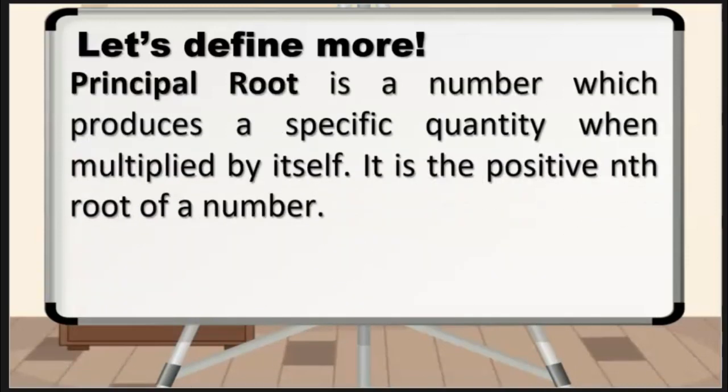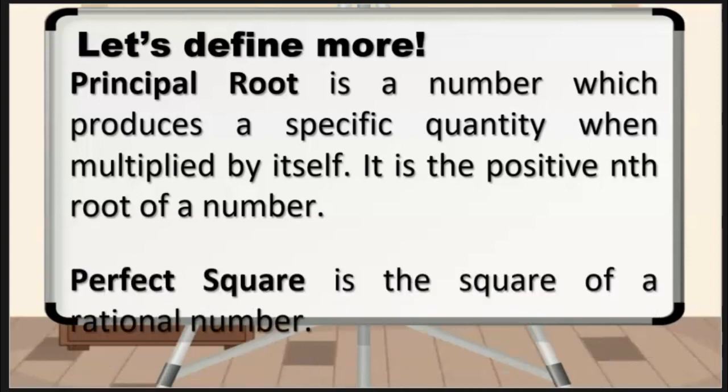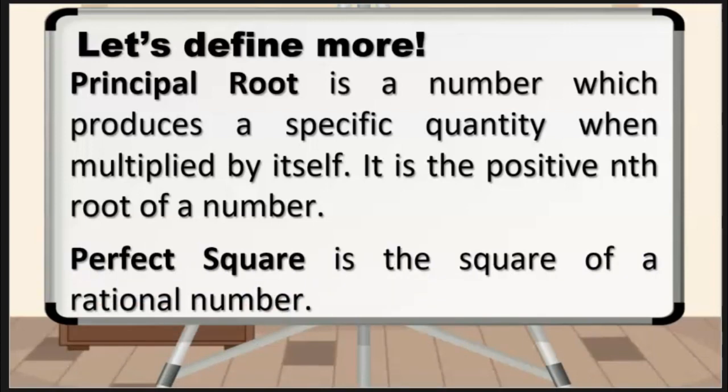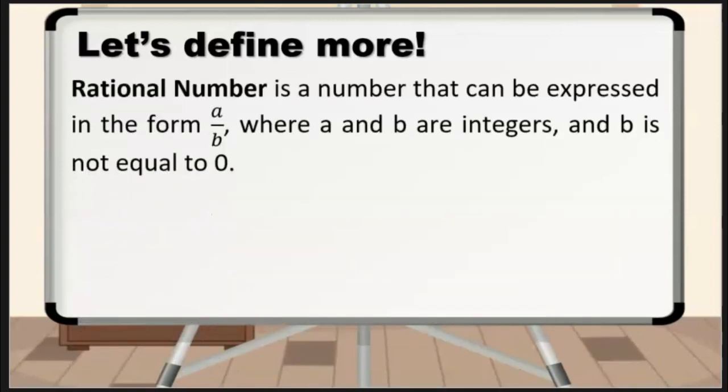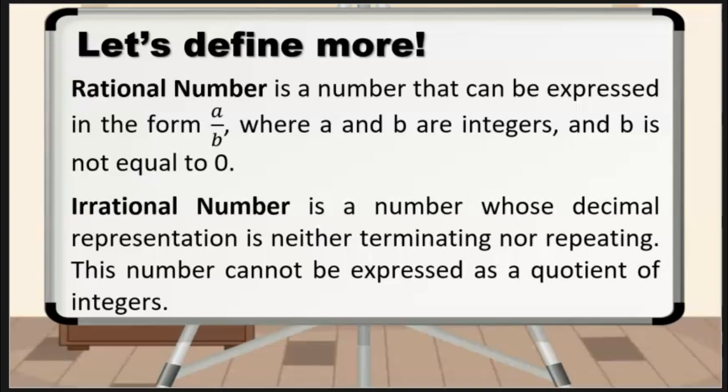Let's define more. A principal root is a number which produces a specific quantity when multiplied by itself. It is the positive nth root of a number. A perfect square is the square of a rational number. Another, a rational number is a number that can be expressed in the form A over B, where A and B are integers and B is not equal to zero. And lastly, an irrational number is a number whose decimal representation is neither terminating nor repeating. This number cannot be expressed as a quotient of integers.